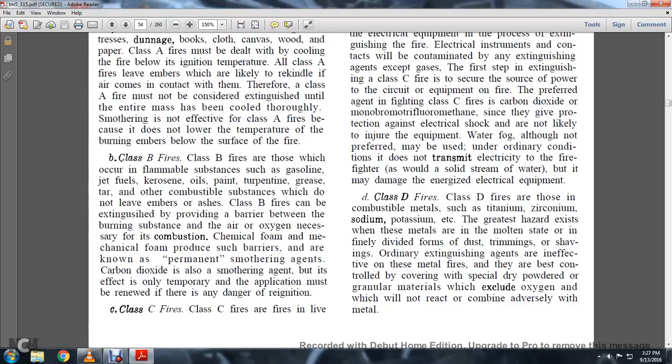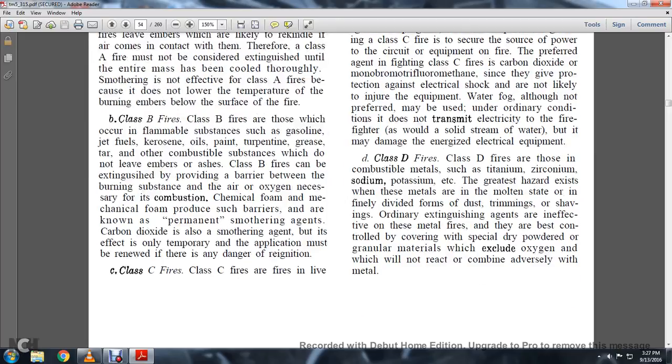Class D fires are those involving combustible metals such as titanium, zirconium, sodium, and potassium. The greatest hazard exists for those metals in the molten state or in finely divided forms. Trimmings and shavings are ordinarily the ones for which extinguishing agent effectiveness matters on metal fires. They are controlled by covering with special dry powder or granular materials which smother the fire and do not react adversely with the metal.